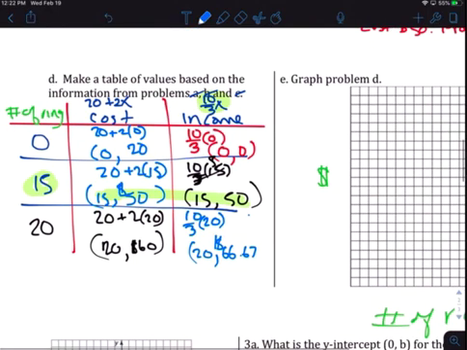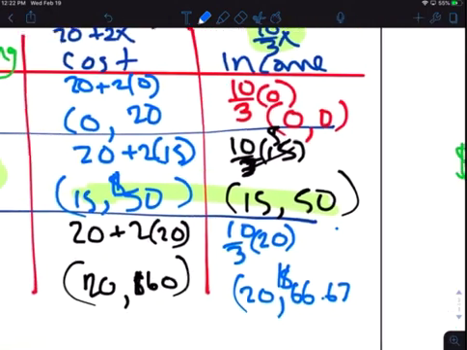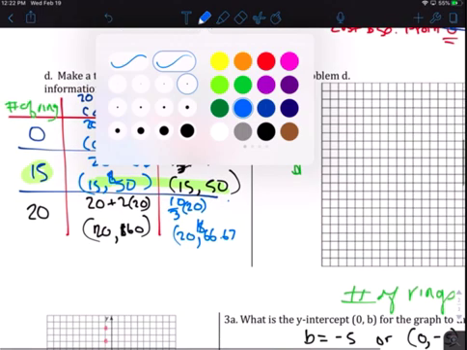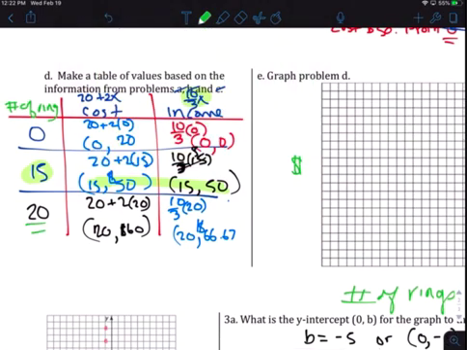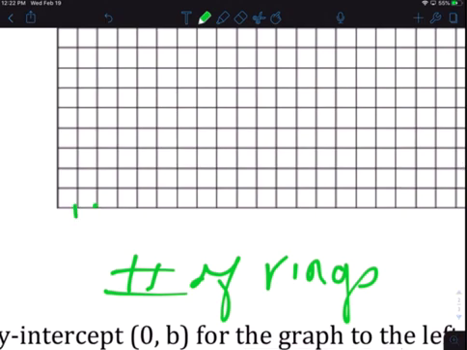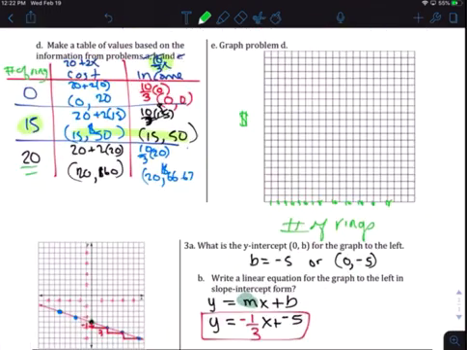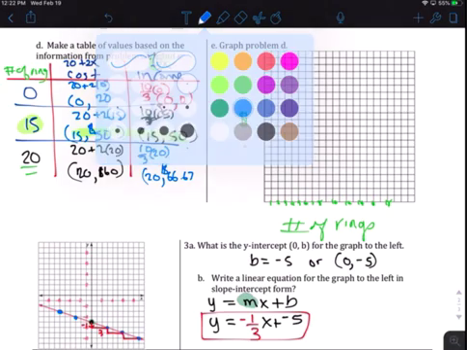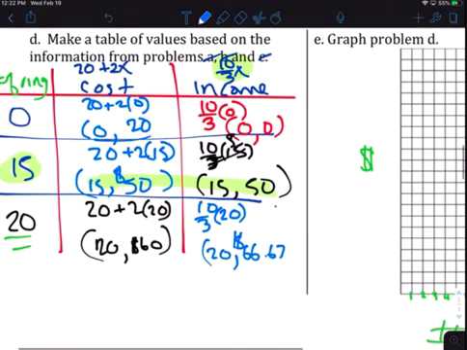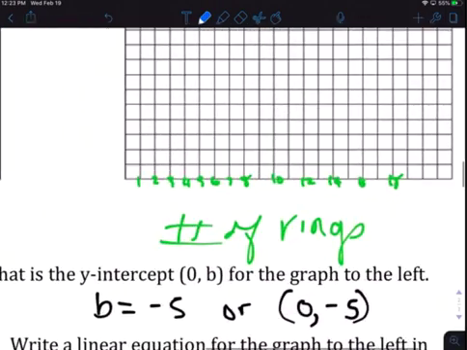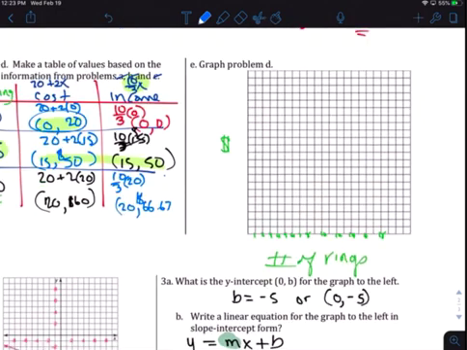Okay, let's graph that. Graph the cost line. First of all, the number of rings, the largest number of rings here is 20. So number it to 20. 1, 2, 3, 4, 5, 6, 7, 8, 9, 10, 11, 12, 14, 15, 16, 17, 18. First ordered pair is 0, 20. This one here, 0, 20.